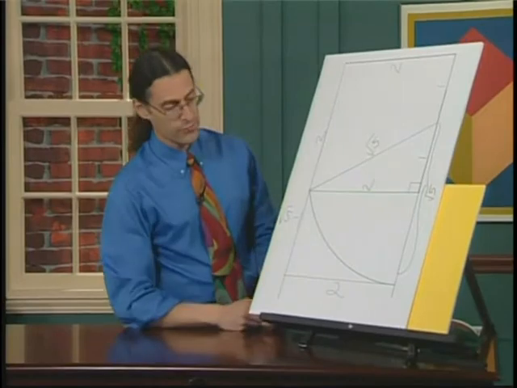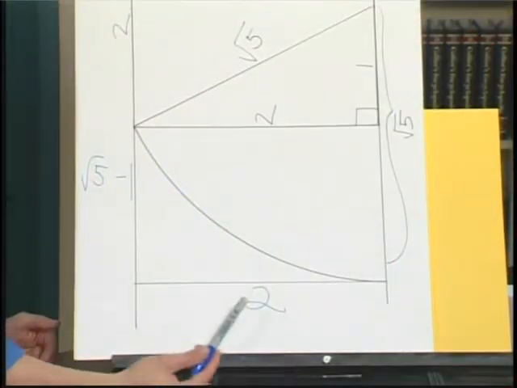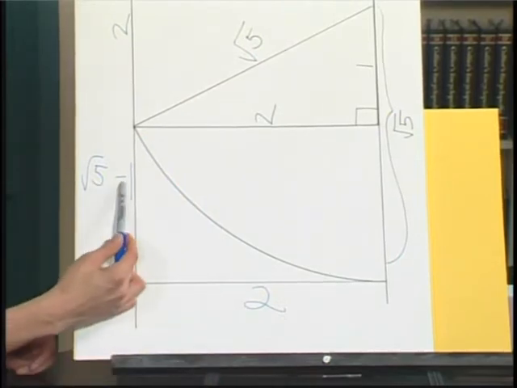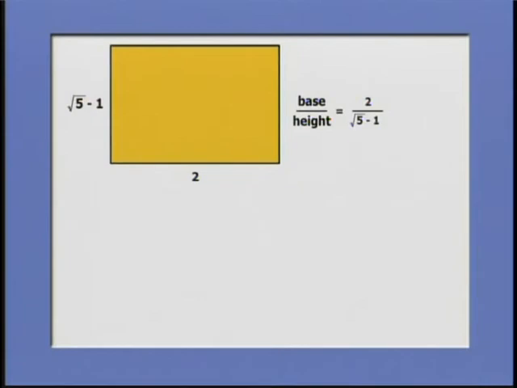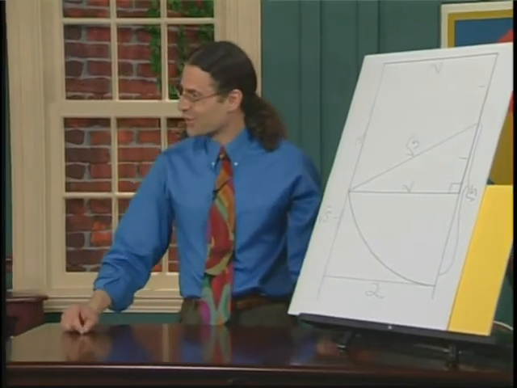Well, therefore, what is the ratio of base to height? That's going to be 2 divided by the square root of 5 minus 1. Well, wait a minute. 2 divided by the square root of 5 minus 1 does not, to me, sound like the golden ratio.